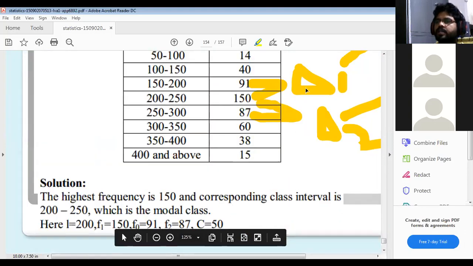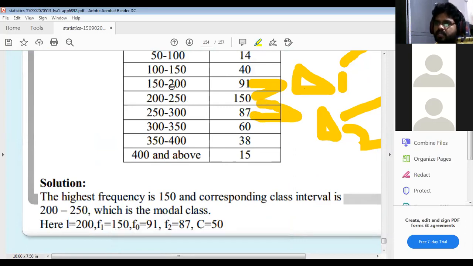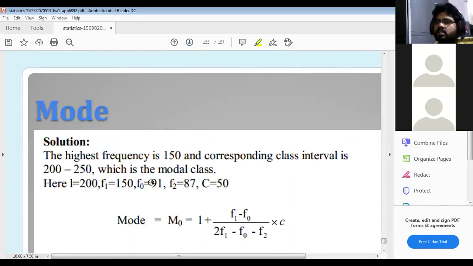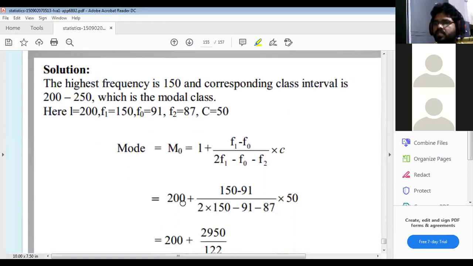See here, delta 1 is 91, delta 2 is 80. There is an f2, so the difference between this we need to find out. The class interval is nothing but h or C. How much is the class interval between these two, 200 and 250? The difference is only 50, the class interval. So here we substitute the values.